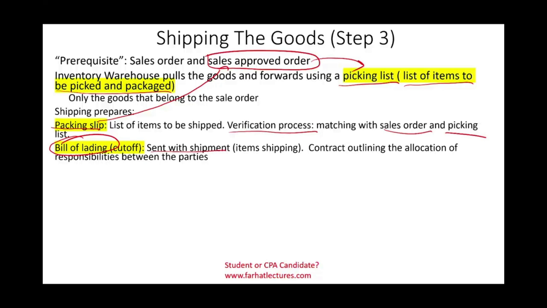It's basically a contract outlining the allocation of responsibilities between the parties. And here we could have oftentimes three parties: the buyer, the seller, and the shipper. The shipper could be like UPS or some other party, like the United States Postal Service. It could be any company, so a shipping company. So that's the bill of lading.